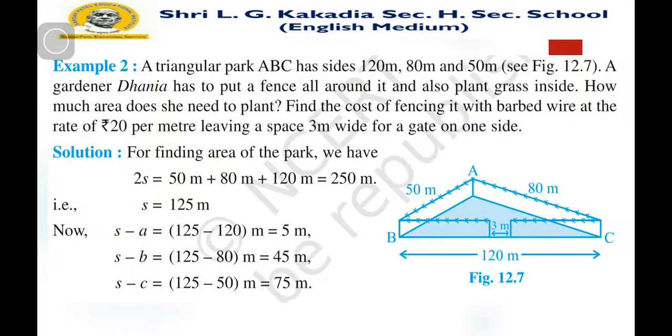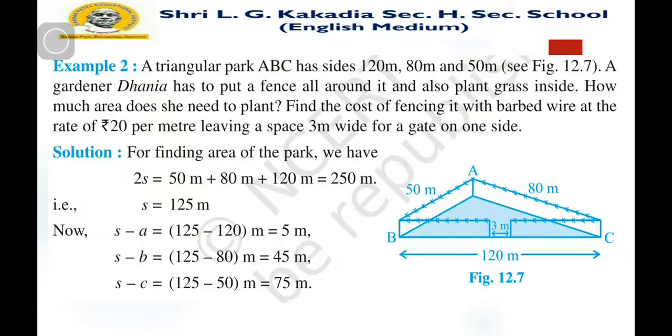Let's consider one more example, example number 2. A triangular park ABC has sides 120 meter, 80 meter and 50 meter as shown in the figure. A gardener, Tanya, has to put a fence all around it and also plant grass inside. She wants to fence all around it and plant grass inside it. How much area does she need to plant?